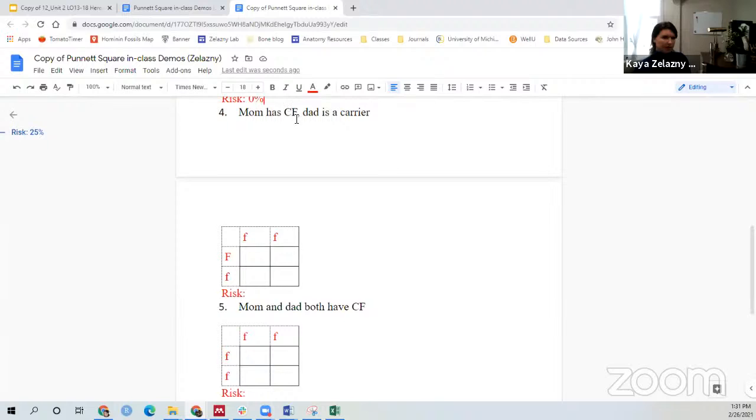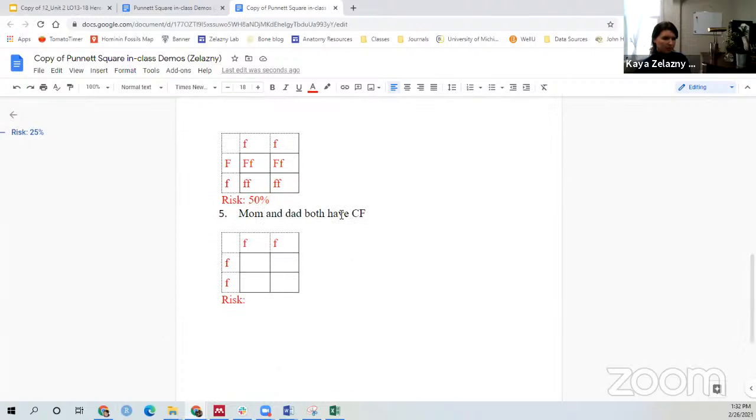Meanwhile, if we have a parent who has CF, having CF means 2 copies of the recessive. Dad is a carrier, a heterozygote. All right, so we got capital F, lowercase f, capital F, lowercase f, lowercase f, lowercase f, lowercase f, lowercase f. See that if a parent with CF has children with a carrier for CF, half of those kids may end up with CF. So we have a 50% risk of a child with CF because we have 2 out of 4.